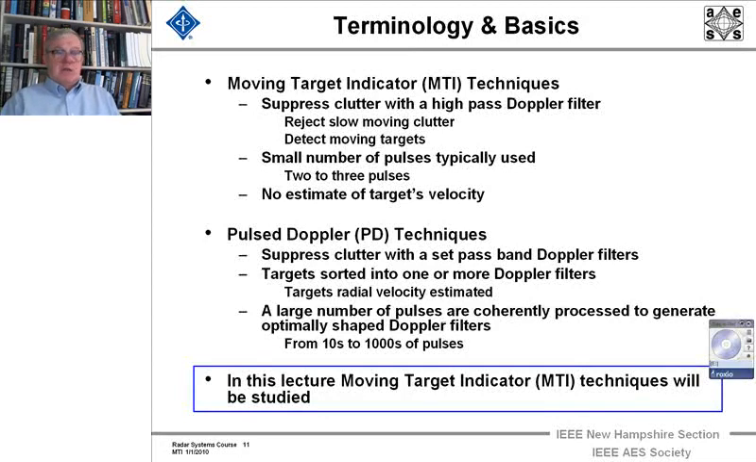Now, this lecture is going to study moving target indicator techniques, and we're going to go over it in detail. You might say, why? Because there's an awful lot of radars out there in the country, air traffic control radars, that just use moving target indicator technique. Those techniques are in use today and will be in use for many more decades, many of them, before they're taken over by new technology.